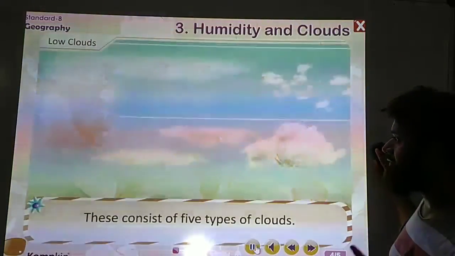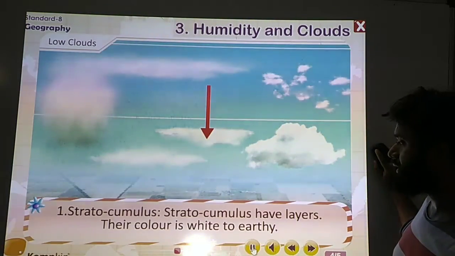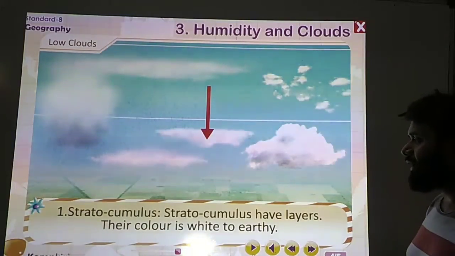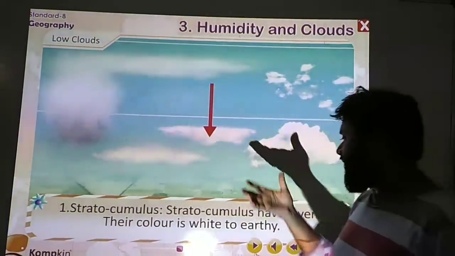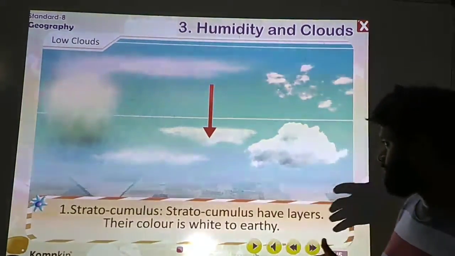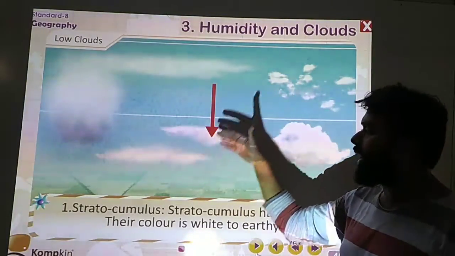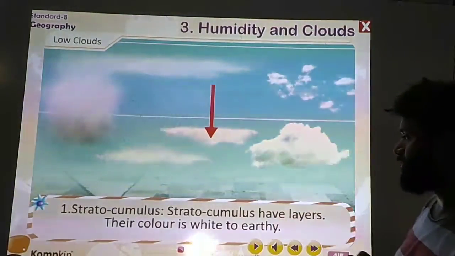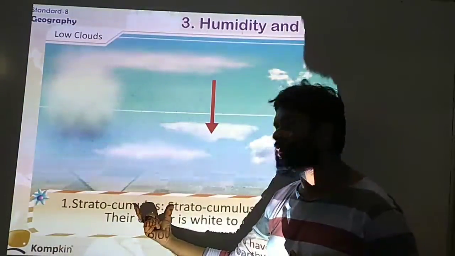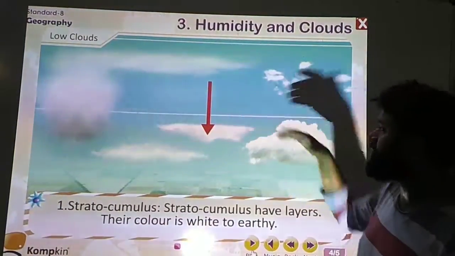The lower level has 5 categories. What are they? Let's see. The first one is stratocumulus. They have layers, and it is white to earthy, but it can be grey, it can be white also. It is something round from below, and from above it is flat. That is why it is strato, flat, and cumulus, something round. So it is round from below and flat above.